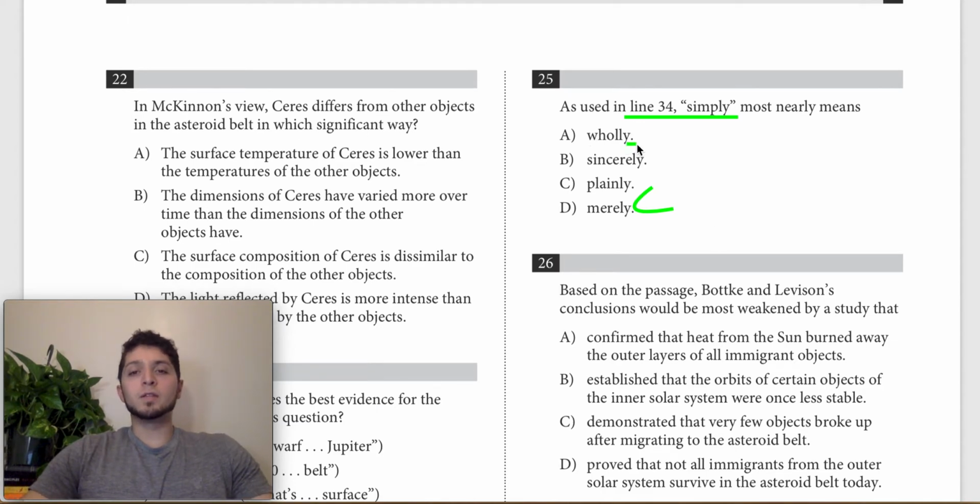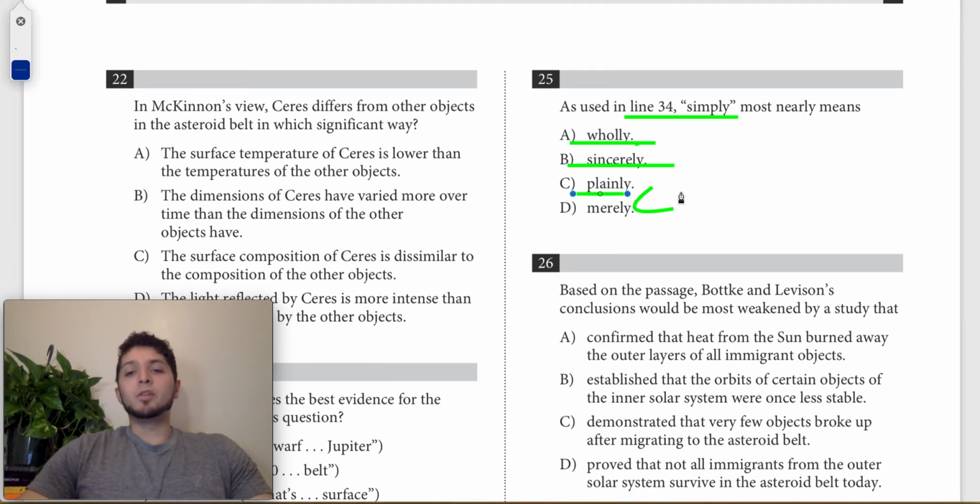Wholly, for instance, would be emphasizing the entirety of it, like Ceres would 100% be one of the largest of these immigrants. Sincerely would be emphasizing, again, sincerity, which doesn't make too much sense. It's more emotional, right? Sincerely is like without deceit, it's honestly doing it.